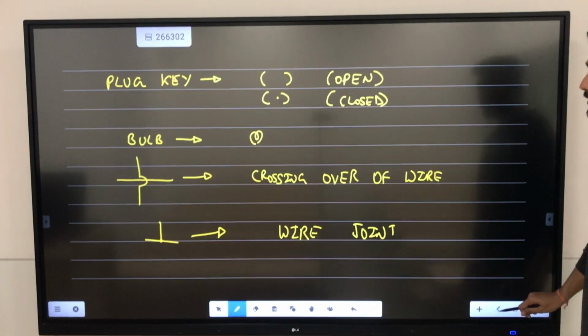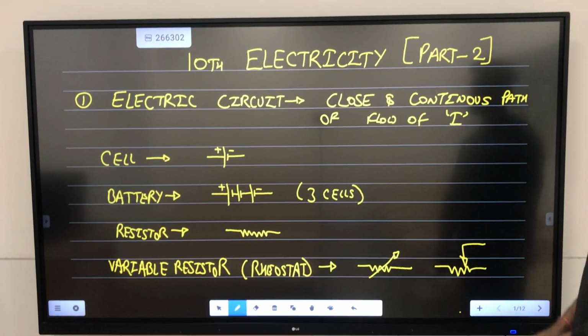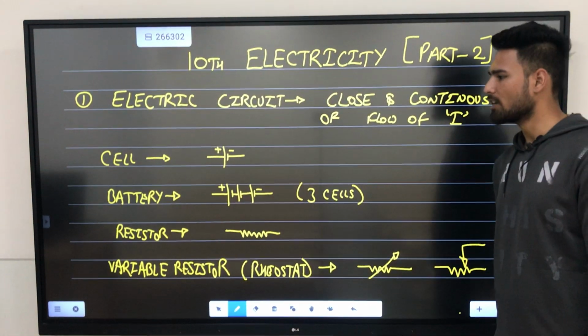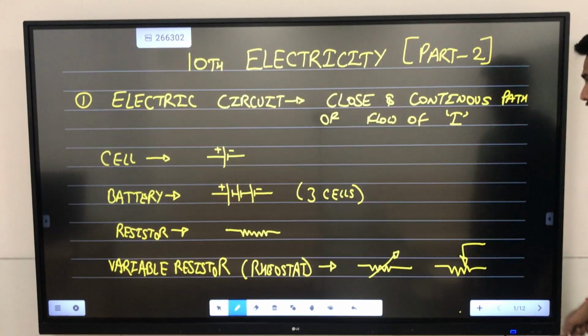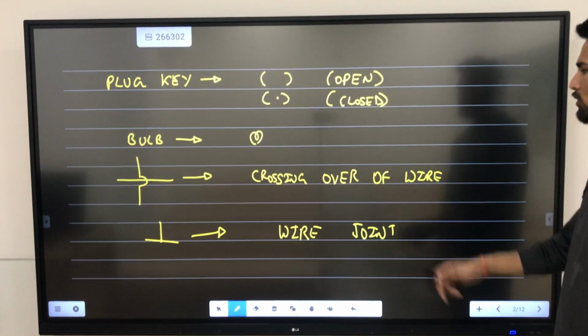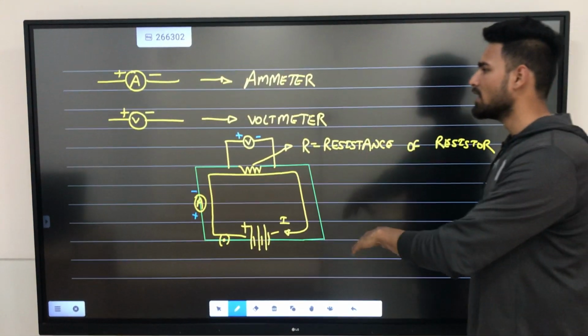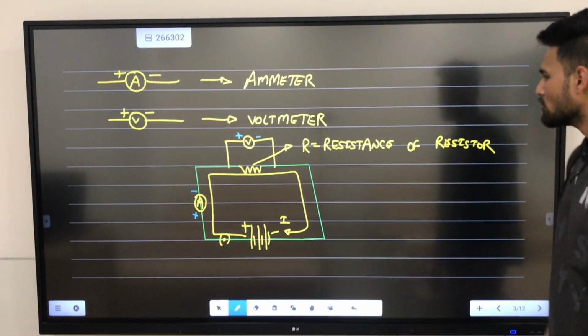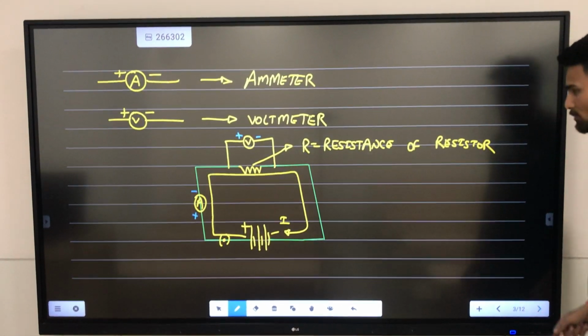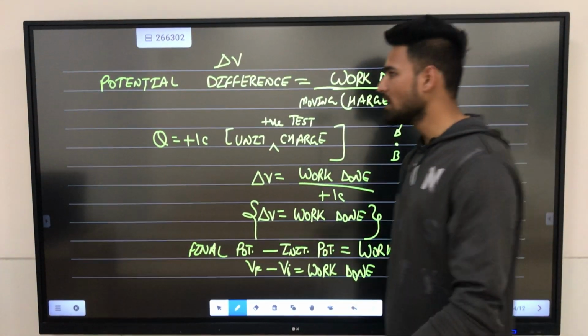So what we have discussed till now, let us have a look. Electric circuit, closed and continuous path of flow of current, cell, battery, resistor, variable resistor, plug key, bulb, crossing over, wire joint, ammeter, voltmeter used for measuring current, voltmeter used for measuring potential difference across the 2 points. Resistance means the ability of a material to resist the flow of the electron.